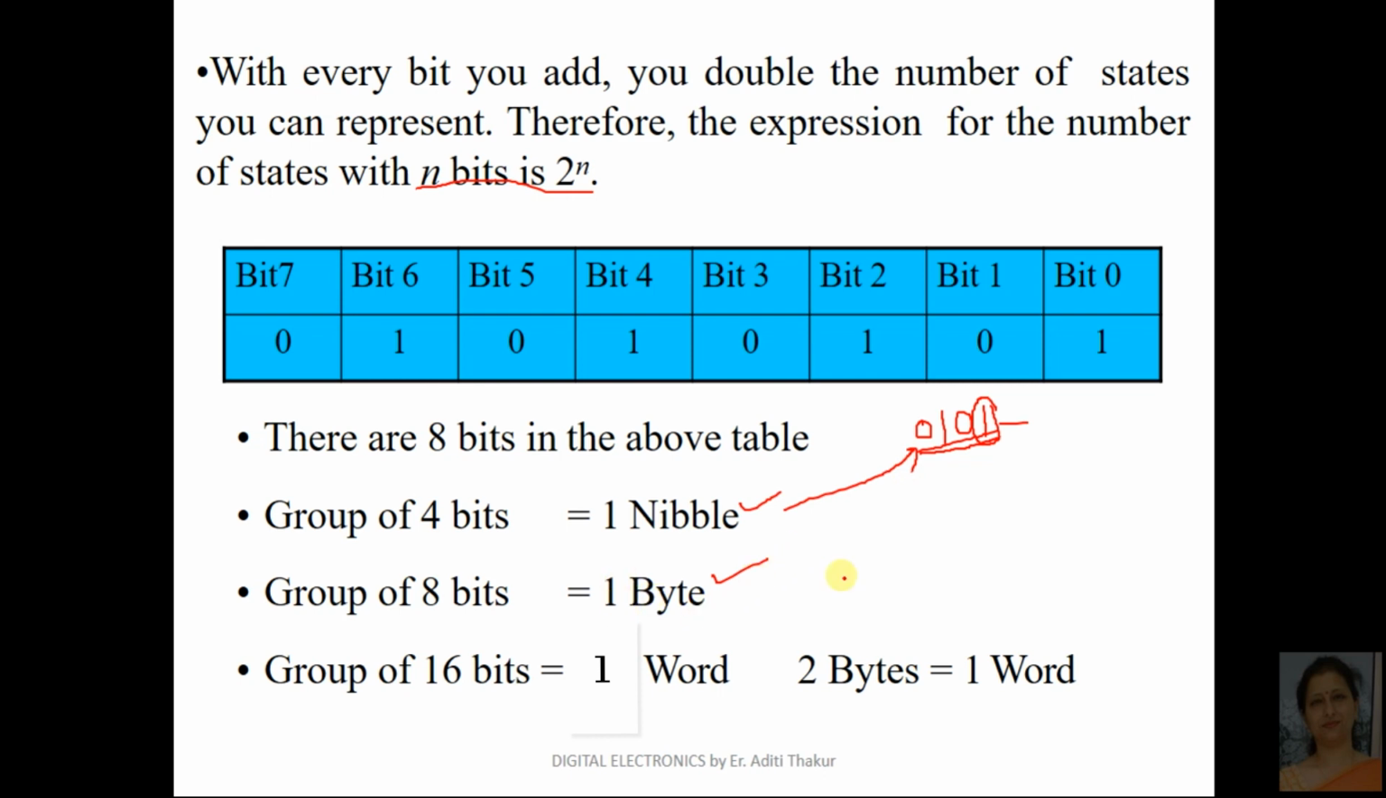Similarly, 1 byte. Now I am writing a 1 byte number. So 1 2 3 4 5 6 7 8. 8 bits will form your 1 byte, or you can say the group of 8 bits is called 1 byte. Now a group of 16 bits, double that, or you can say 2 bytes, is called 1 word, and a group of 16 bits is called a half word.